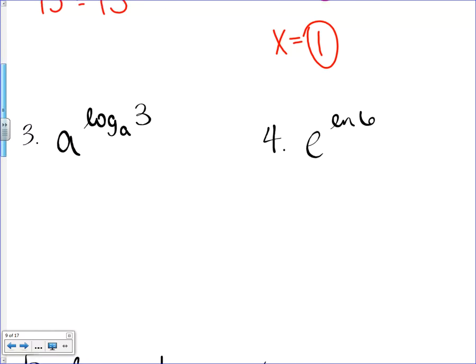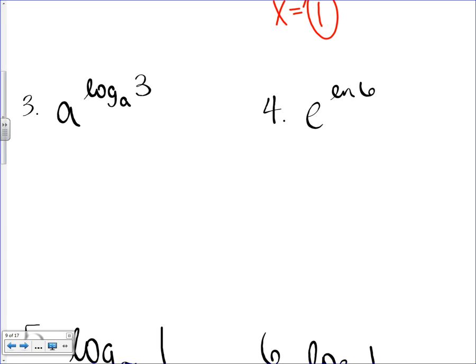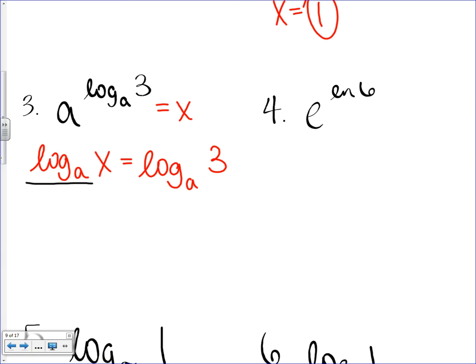Let's try a different property. Take a look at number 3. This property is going to be number 4 from above. So if I'm going to rewrite this, this would be log base a of x is equal to log base a of 3. So if I want those two things to be equal, notice the log base a is equal. So that x would have to be 3 in order for the left-hand side to equal the right-hand side. Again, that's property number 4.